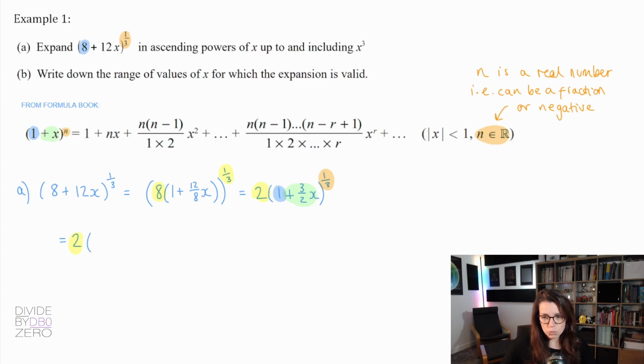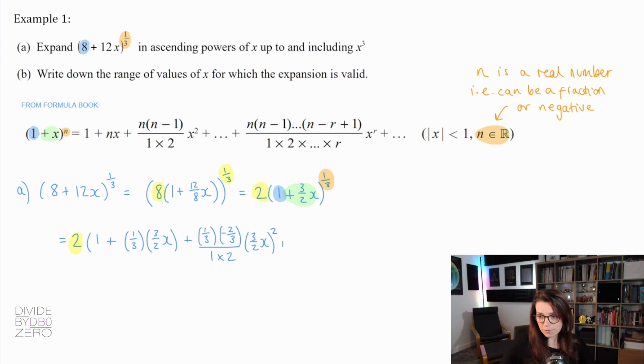So the formula says 1 + nx, so that's going to be 1/3 for n, and then 3/2 x instead of x, and then plus n(n − 1). So that means we want 1/3, and then 1/3 take away 1, which is minus 2/3, over 1 times 2. Some people prefer to write 2 factorial there, it's up to you, times x squared. And once again, we don't have x, we've got 3/2 x, so let's square that instead.